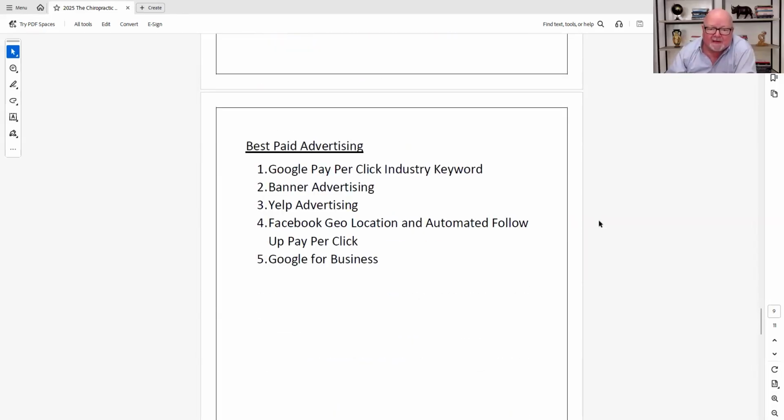Best paid advertising, Google pay-per-click. Why? Because that's where they're going, Google. With the banner advertising and Yelp advertising, and then Facebook geolocation would follow up. And Google business. That's the best paid advertising right there. We already said the bare minimum you should do with paid, Google pay-per-click, Google business profile. When you do Google pay-per-click, it's only for the industry keyword. That's the only real marketing you should pay for, period.